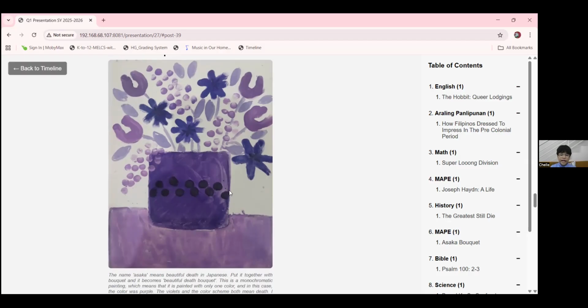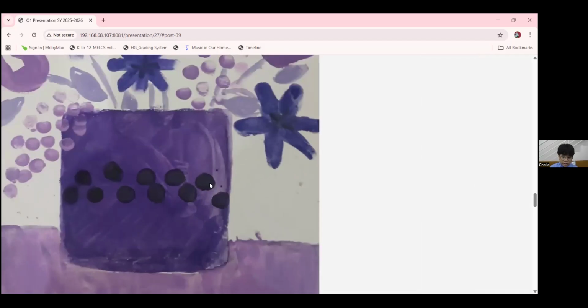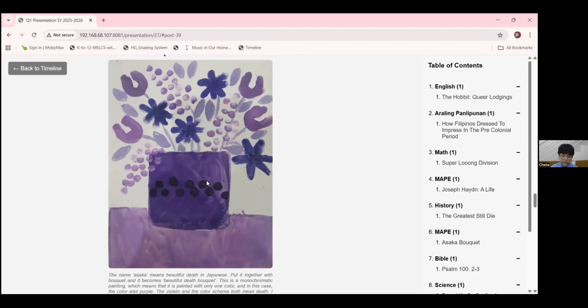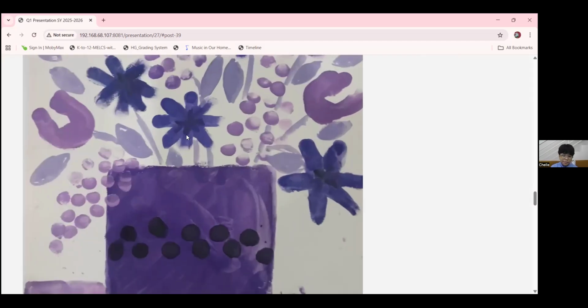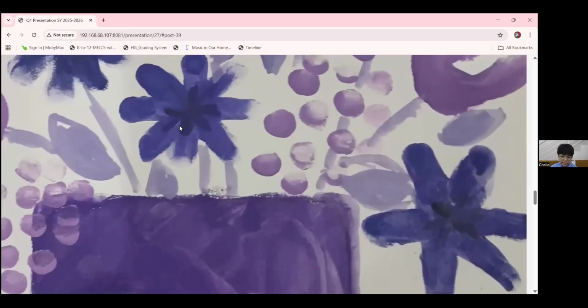This is a monochromatic painting, which means that it's only painted in one color. Even these dots, they're purple, not black. So the color here is purple. This is purple. This is blue purple. And that's blue purple too.